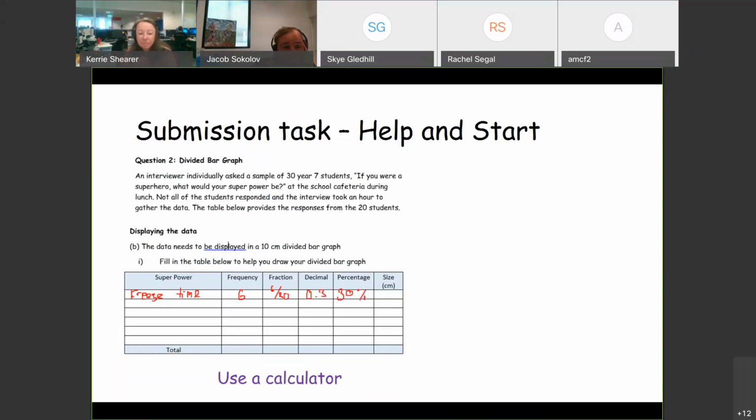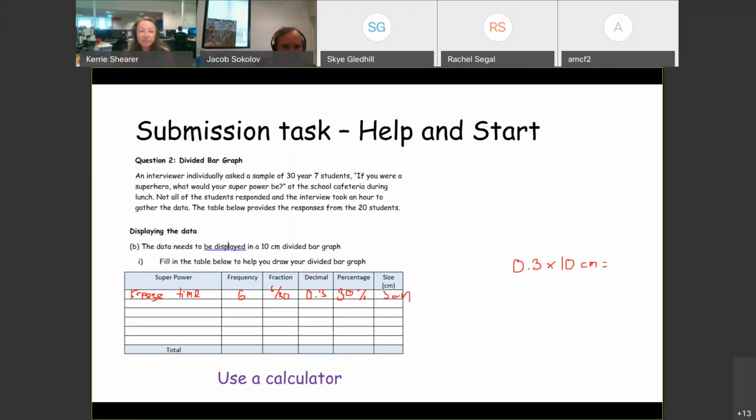So to get the size of freeze time, it'd be 0.3 multiplied by 10 centimeters. And what does that give us, guys? 0.3 multiplied by 10. What do we get? They're saying 3 centimeters, please. 3 centimeters. Okay.